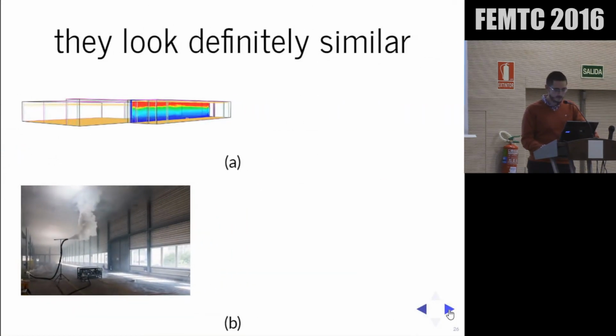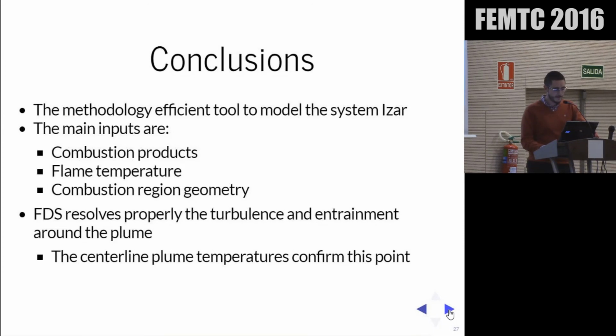They look similar. Some conclusions. This methodology is an efficient tool to model our system. We need the 3 inputs: the combustion products, the flame temperature, and the combustion region. And FDS is capable of solving this turbulence and entrainment around the plume, because if the central temperatures match, that's the result of the entire turbulence and entrainment process. So for us, that's the confirmation that the system works.